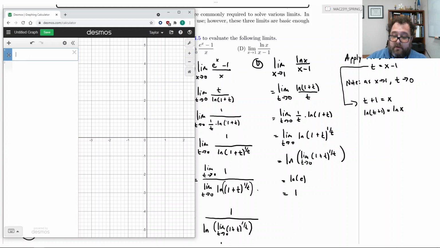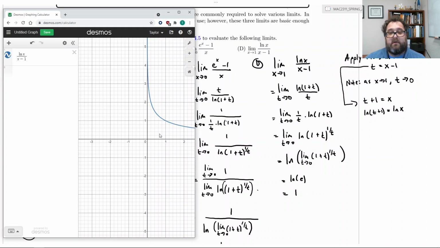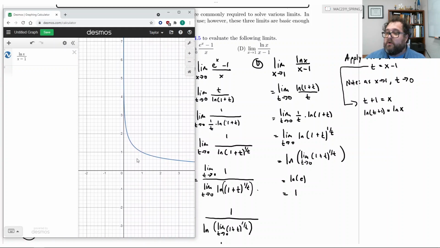Last one, natural log x divided by x minus 1. Now this one we're concerned about the limit as x approaches 1. So we can see that if we hover over x equals 1, the function's undefined, but there's a clear trend in the y values. The y values are approaching positive 1 from the right and from the left. So the limit was 1, which again verifies our answer.